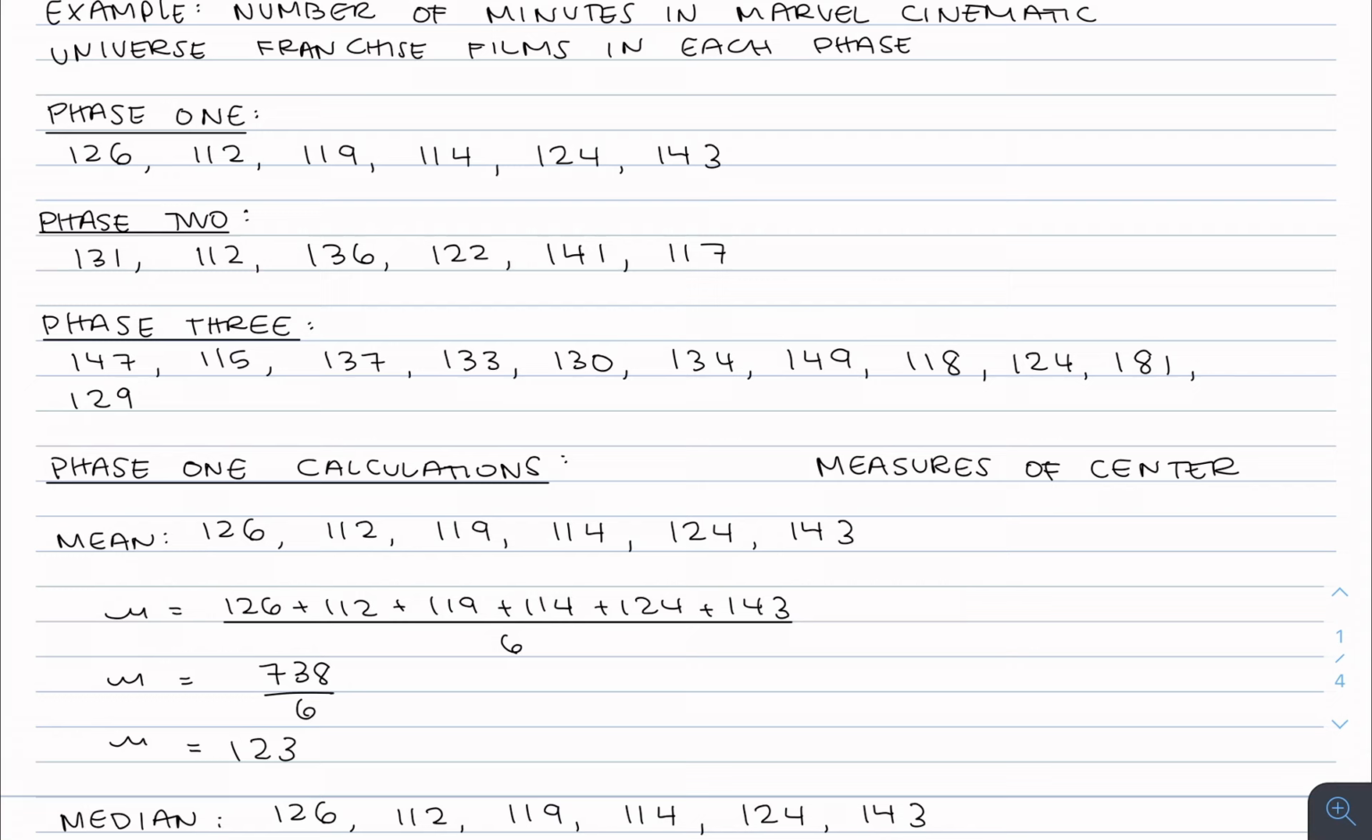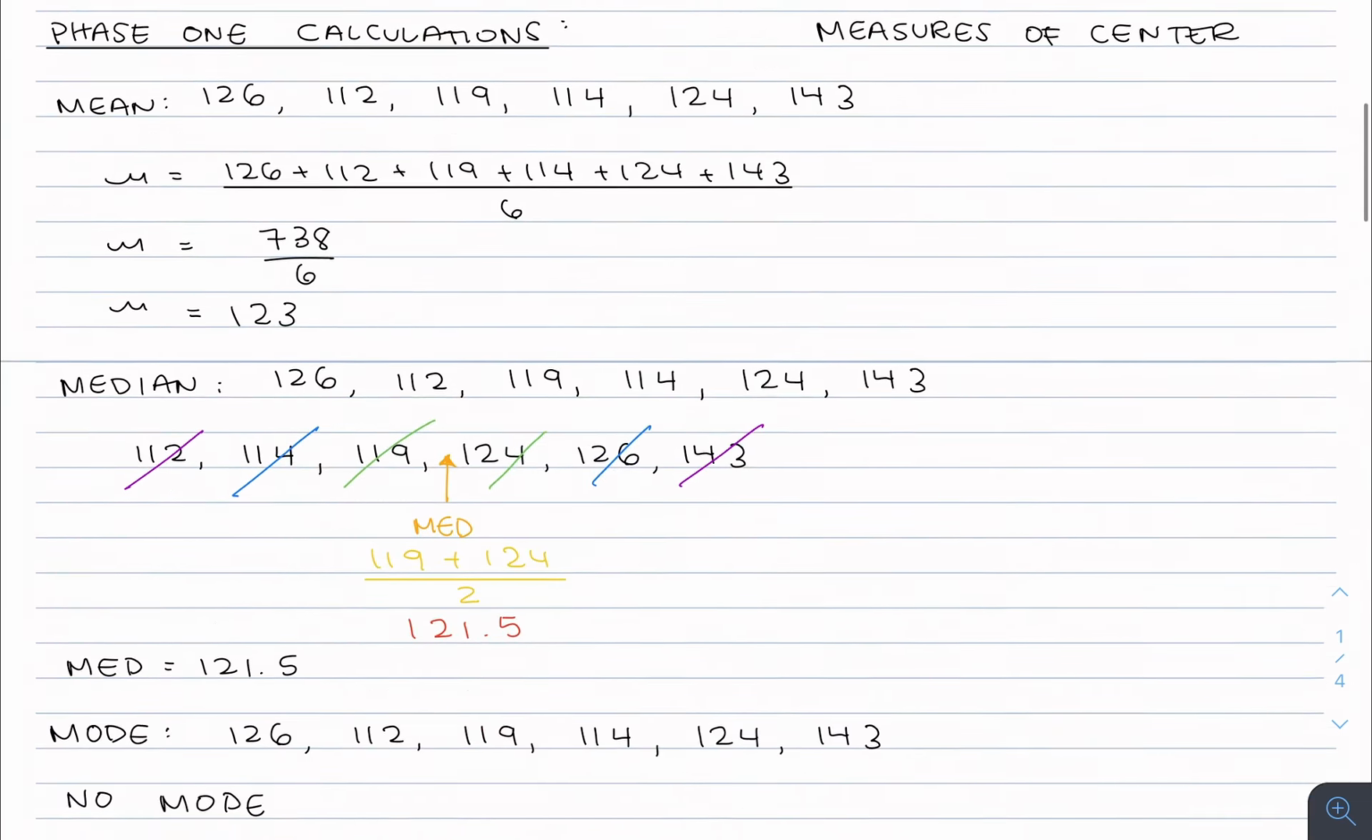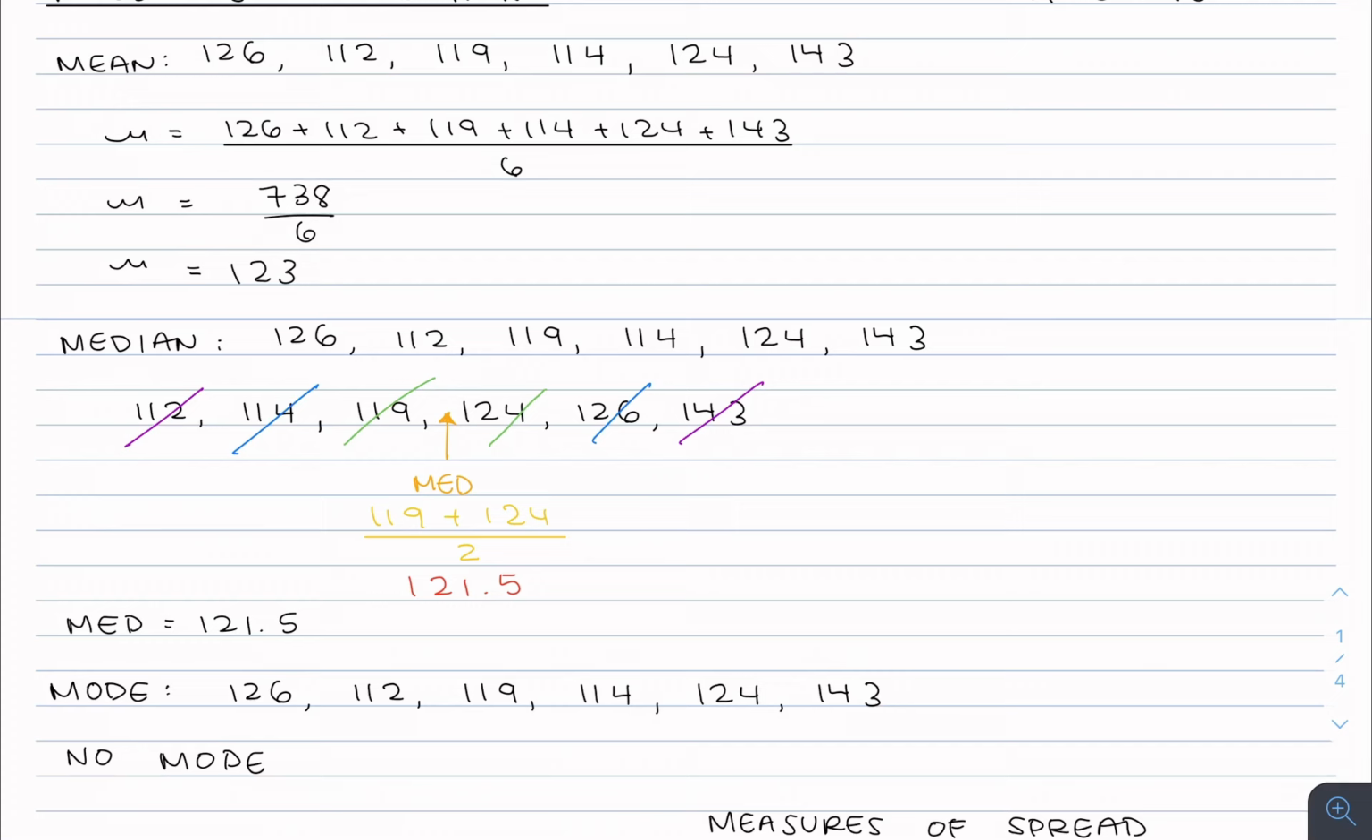I'm going to go in depth with each way to calculate measures of center and measures of spread using just phase 1. So for phase 1, we want to find the mean. We have all these numbers, 126 through 143. To find the mean, mu, I use mu because, again, this is going to be interpreted as a population, but x bar would have been fine. All you do is add all the numbers, divide by 6, and we end up with 123.